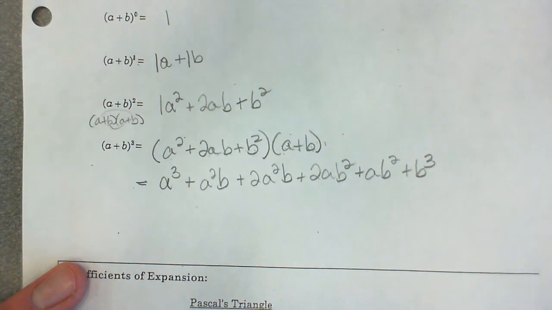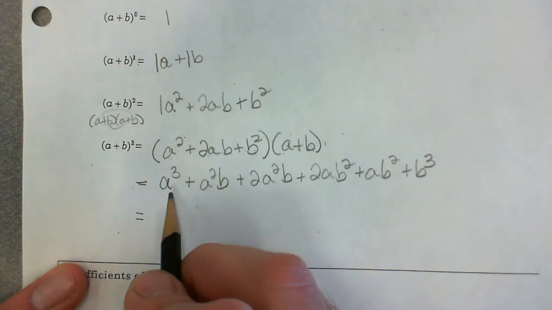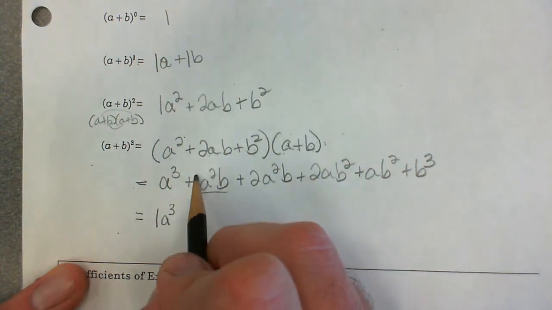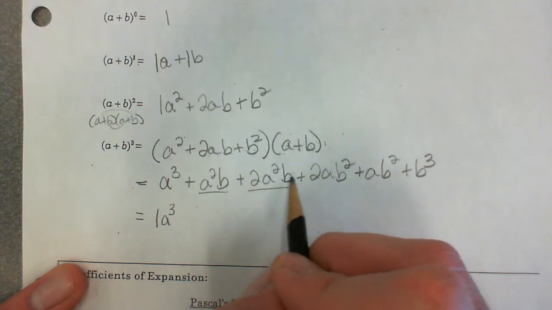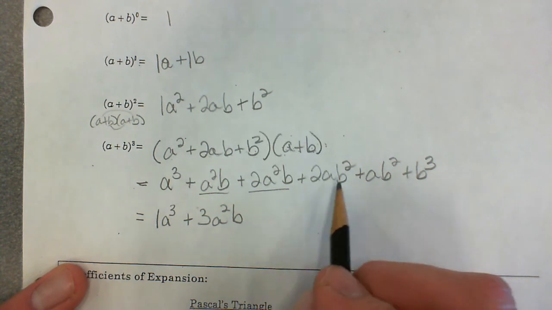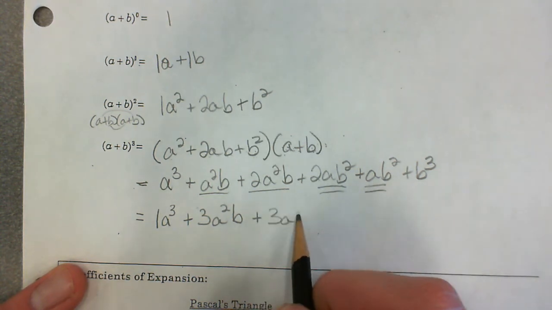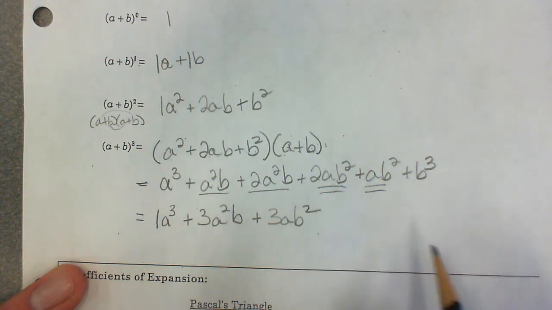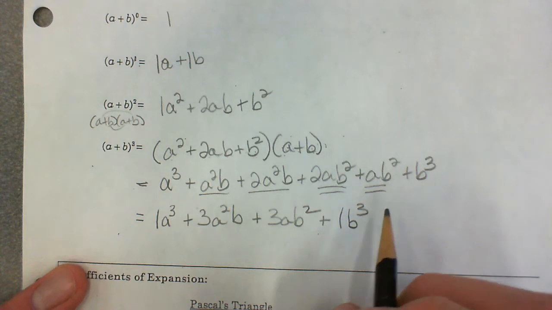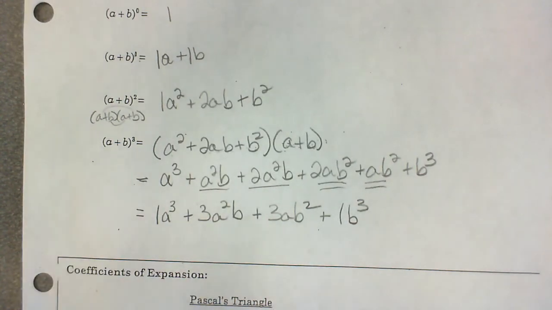Okay. Now we need to combine like terms. So on here, it looks like we only have 1a to the third. Here's a 1a squared b and a 2a squared b, which gets you 3a squared b. Then here's an ab squared and here's an ab squared, so that gives you a total of 3ab squared. And then it looks like we end with just 1b cubed. Okay. So now we've got a plus b to the third power multiplied out.